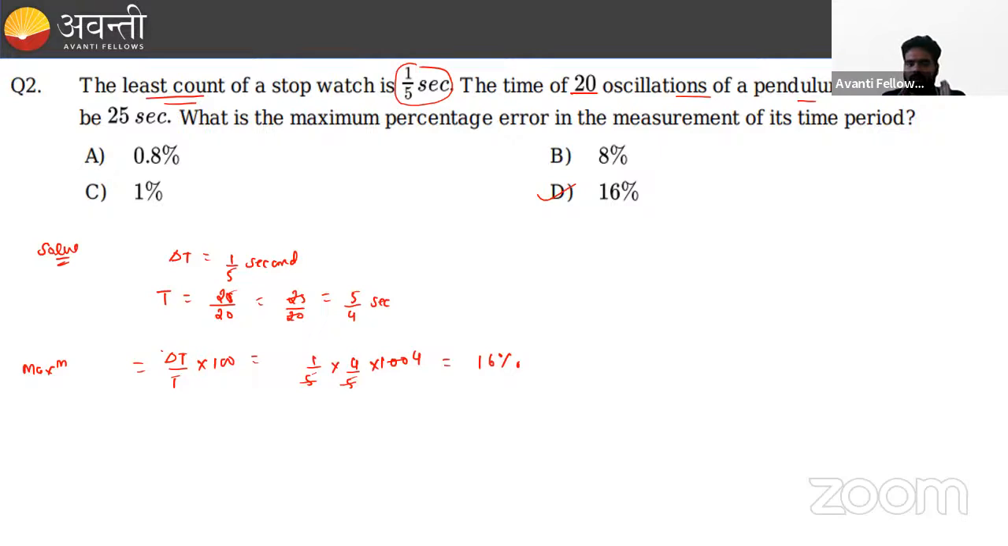So what is the information here? One is the least count, and the second one is how we can calculate the time period when the number of oscillations is given. Let's go further.